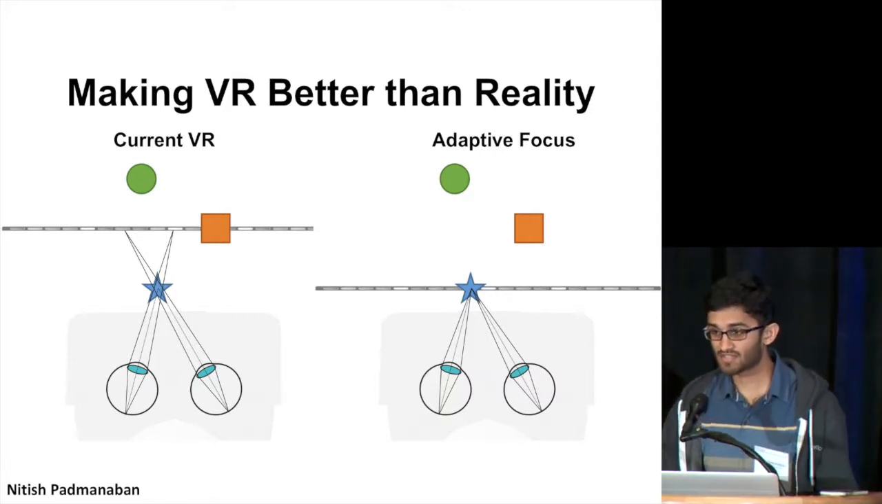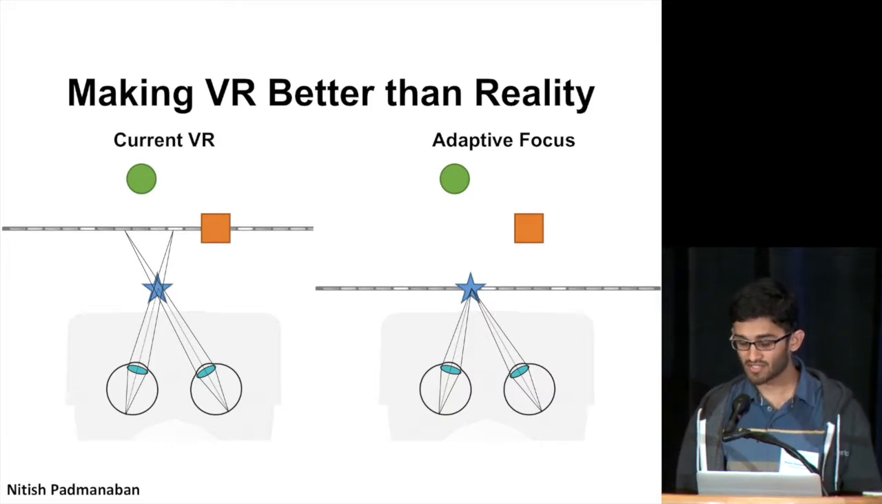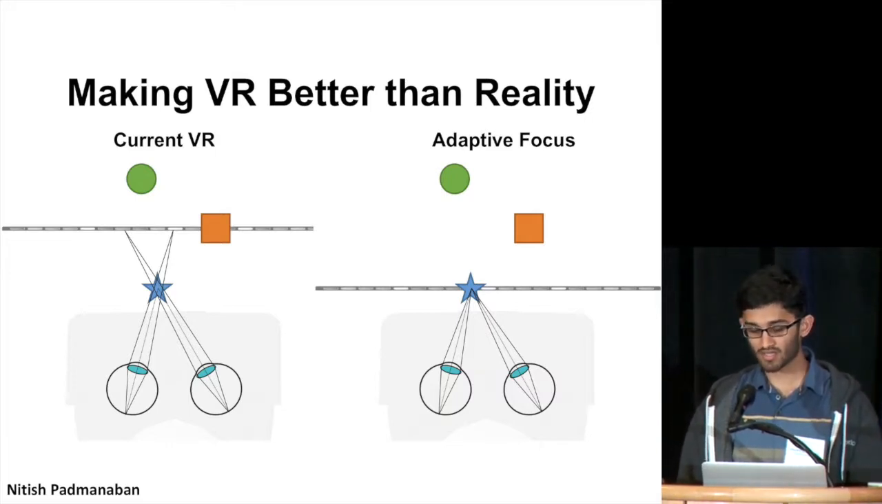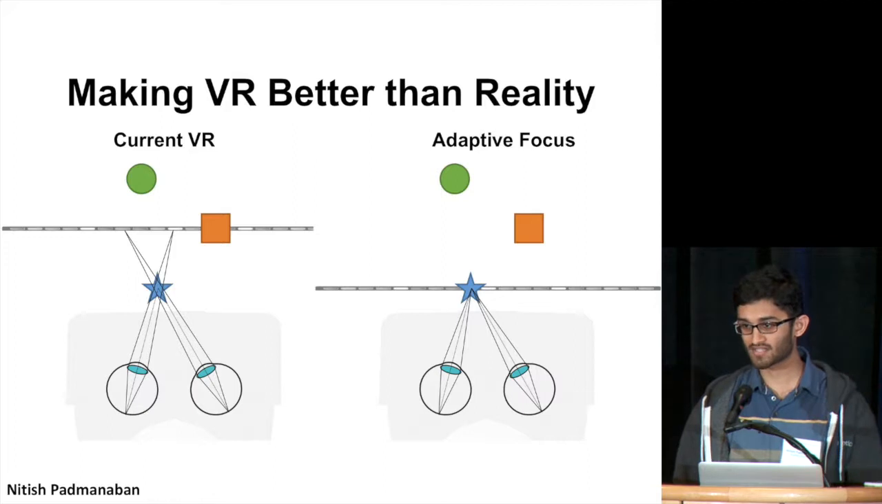I'm Nitish. I'm a student at the Stanford Computational Imaging Lab, and we're working on some perceptual conflicts that are present in virtual reality. One such perceptual conflict is that between vergence and accommodation. Vergence is when your eyes converge to look at an object, and accommodation is when they focus to bring that object into a sharp image.